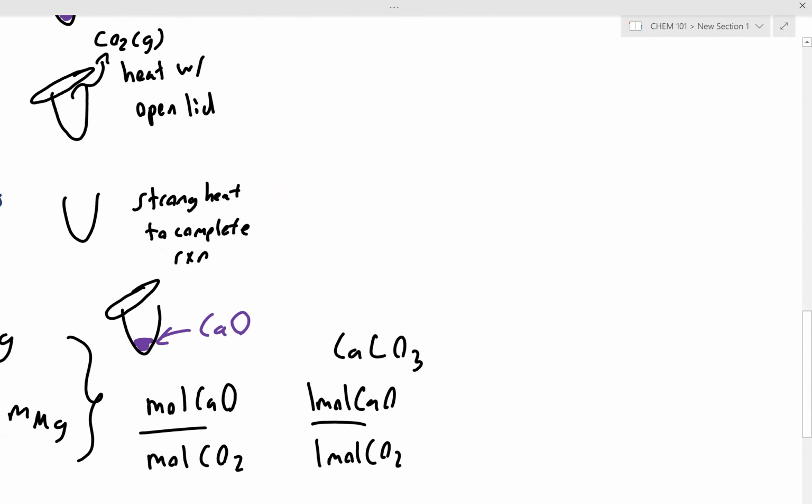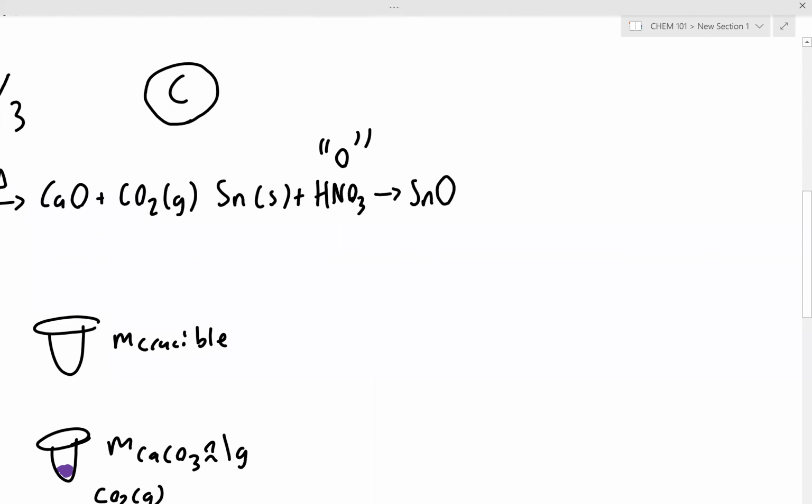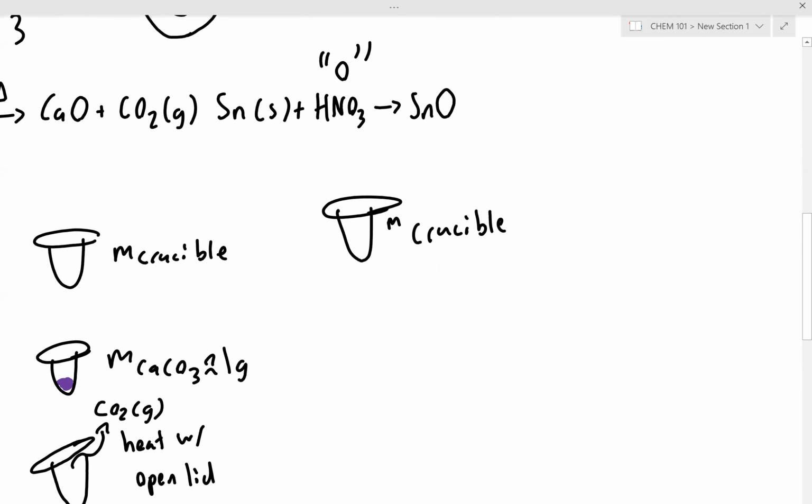So the last case that we're going to be doing is the tin and nitric acid. So just like before, you're always going to need a clean, dry crucible. So we're going to measure the mass of the crucible. And into this crucible, we're going to put some tin. Now be really careful when handling tin. And about how much tin are we going to put into this crucible? 0.5, yep.